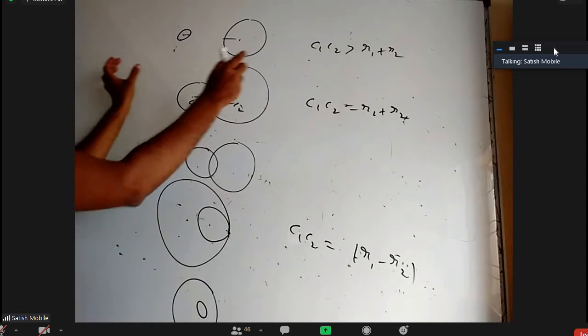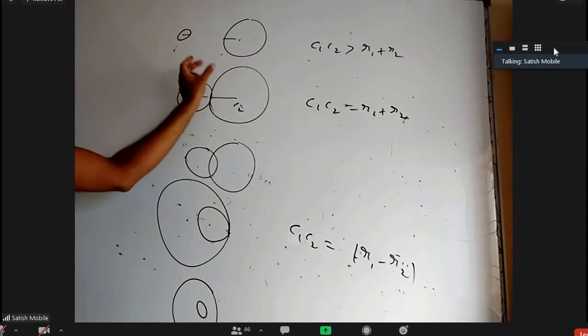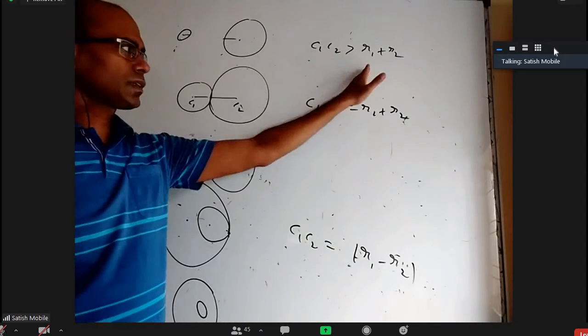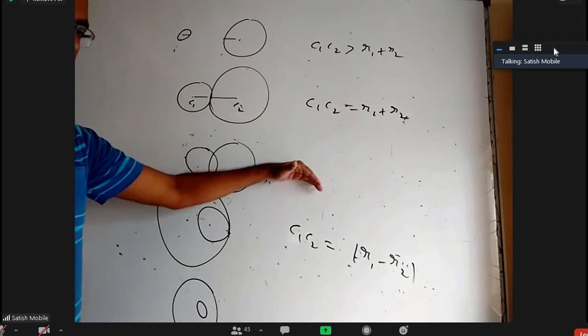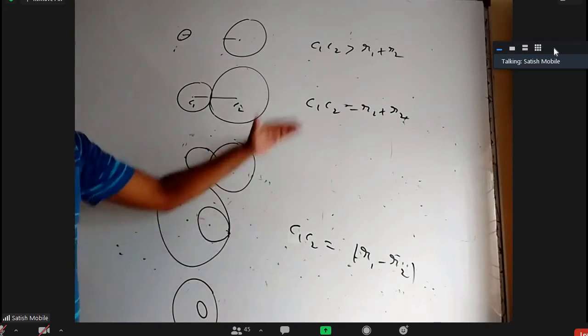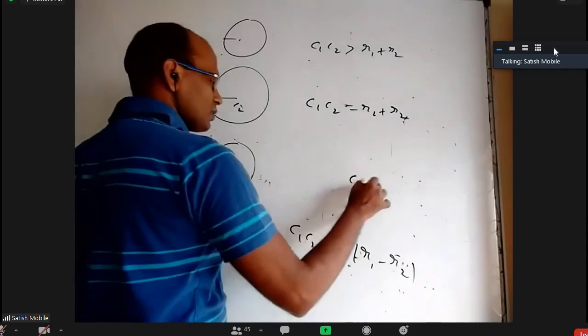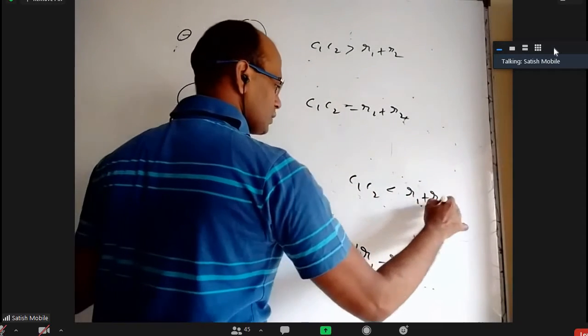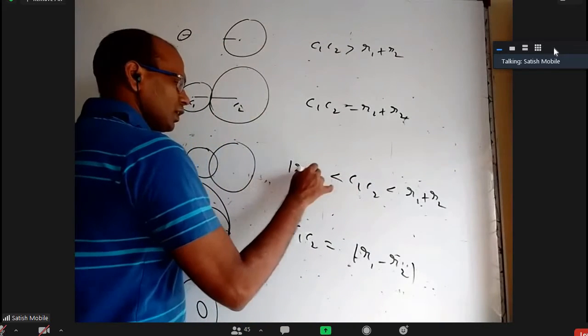Basically, what is happening? You are bringing them closer. Slowly, the distance between the centers is decreasing. Here it is greater than R1 plus R2. Here it is R1 plus R2. Here it is a little less. And here it is mod R1 minus R2. So it is in between these two. So here C1C2 is less than R1 plus R2 and more than mod R1 minus R2.